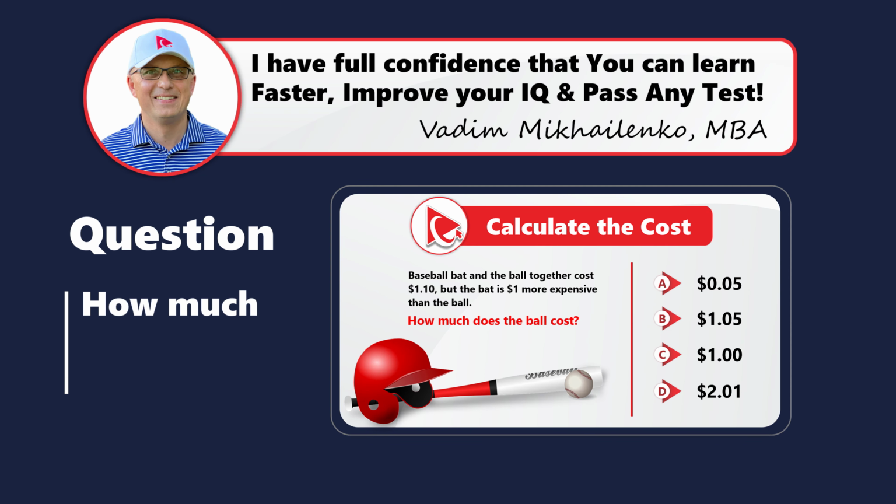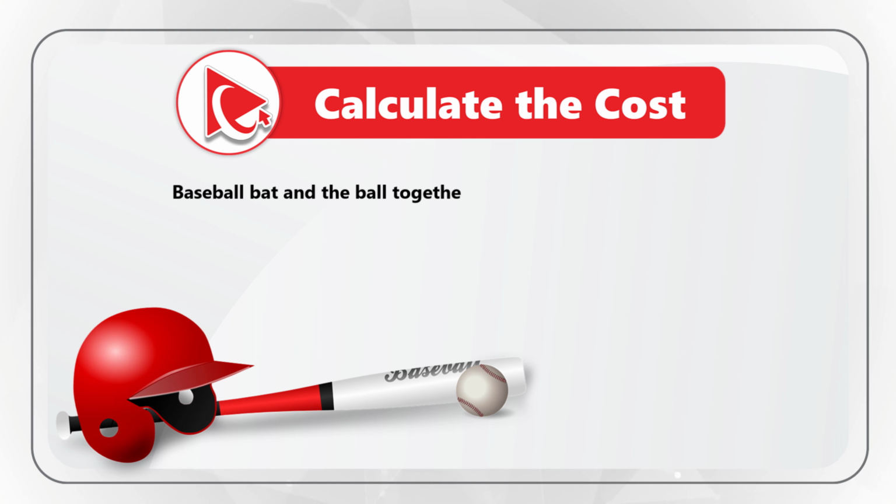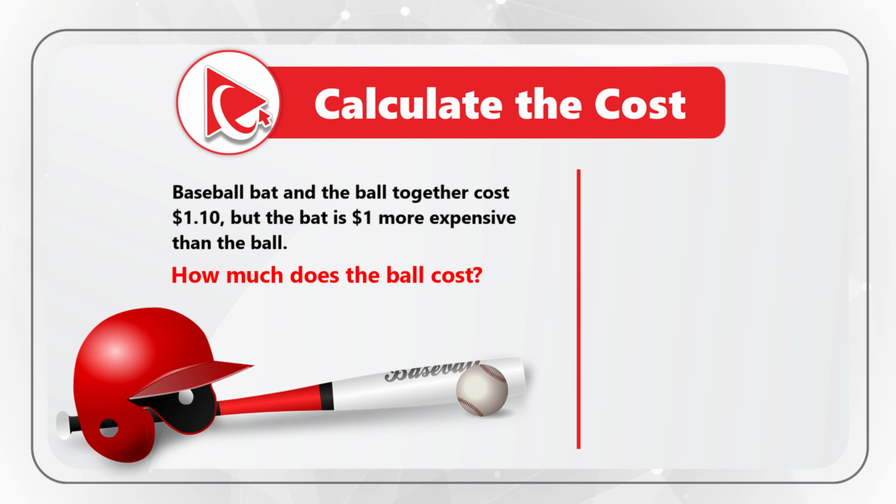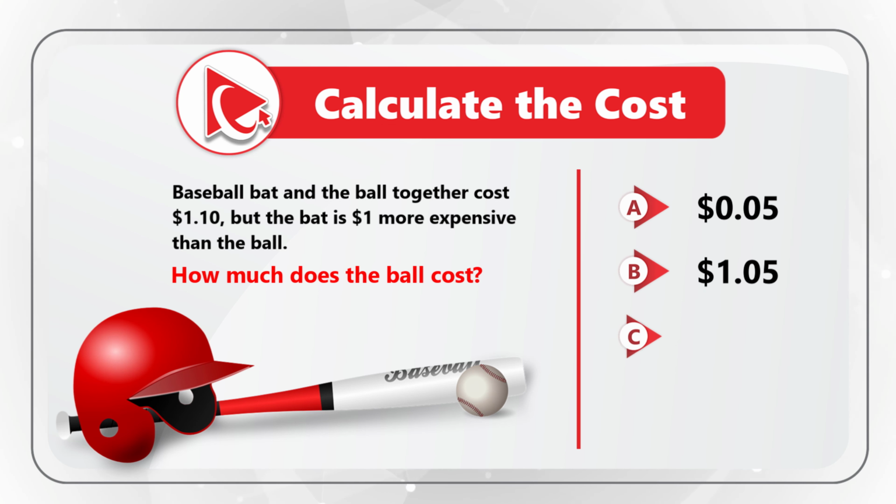This is one of my favorite questions because it tests a variety of different skills in the test. Baseball bat and the ball together cost $1.10. But the bat is $1 more expensive than the ball. How much does the ball cost? You need to select one out of four possible choices. Choice A, 5 cents. Choice B, $1.05. Choice C, $1. And last but not least, choice D, $2.01.